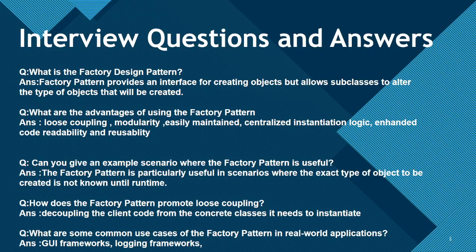The next question is, how does the factory pattern promote loose coupling? The factory pattern promotes loose coupling by decoupling the client code from the concrete classes it needs to instantiate, as we have seen in our example. Instead of the client creating the instance directly, it relies on a factory to provide the required object. This way, the client only depends on the interface or abstract class, not on the specific implementation. If new subclasses are added or existing ones are modified, the client code remains unaffected as long as the interface remains consistent. This separation enhances flexibility and makes the system easier to extend and maintain.